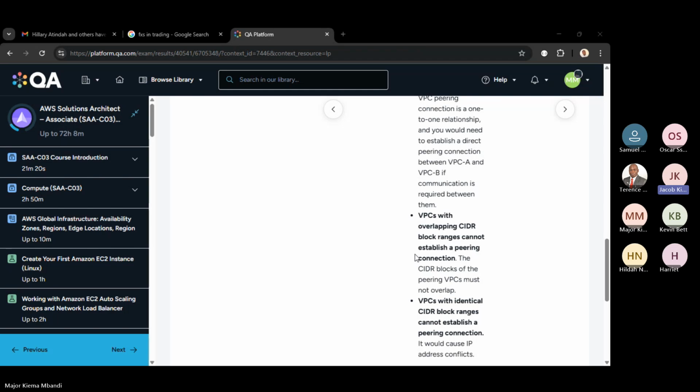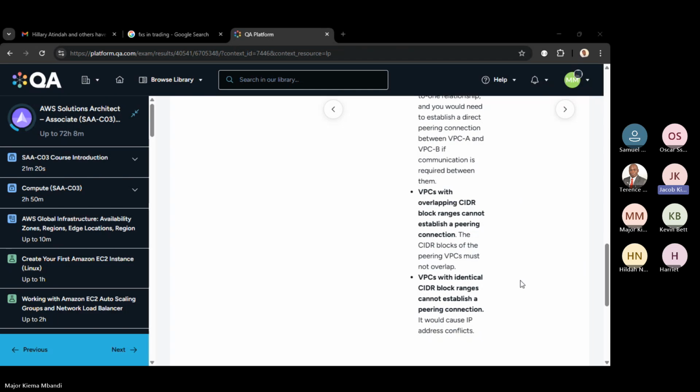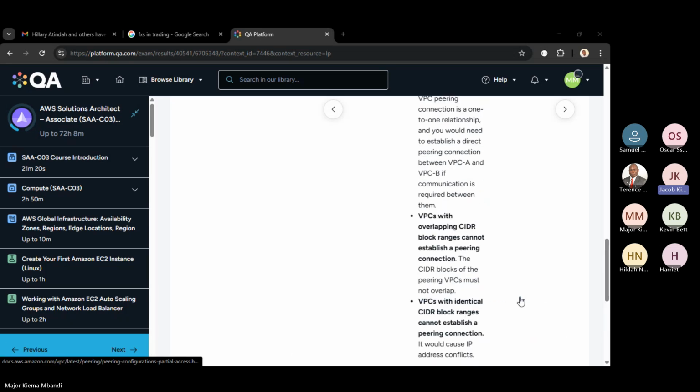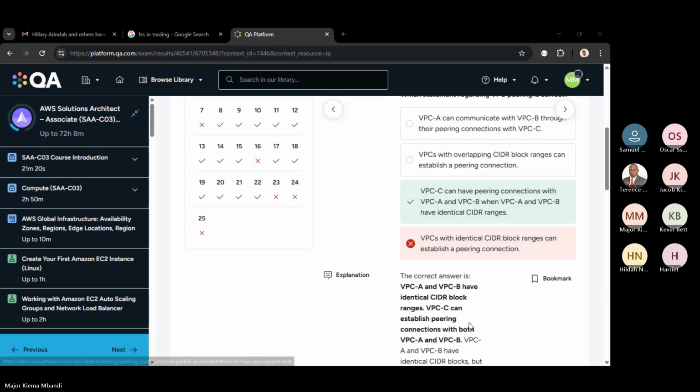VPCs with overlapping CIDR ranges cannot establish a peering connection. The CIDR blocks of the peering VPCs must not overlap. VPCs with identical CIDR block ranges cannot establish a peering connection, which would cause IP conflicts. Yeah, so I think we move to the next question.